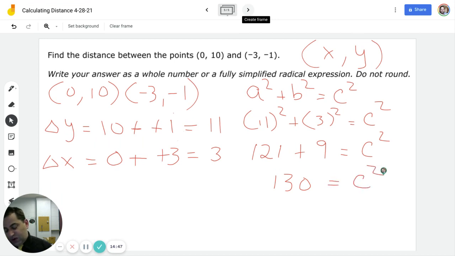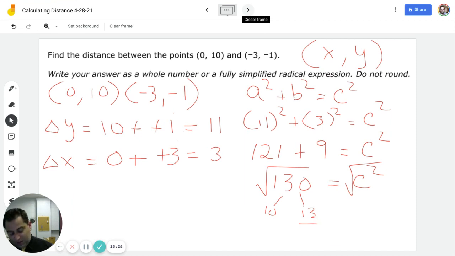Okay, we need to take the square root of both. And I know that 130 is not a perfect square. We know that 12 squared is 144, 11 squared is 121 because we just did it, and 130 is going to be somewhere between 11 and 12. But we can break it up into its multiplicative parts. So anything that ends in 0 is divisible by 10, right? So we have 10 and 13. Well, lucky for us, 13 is a prime number.